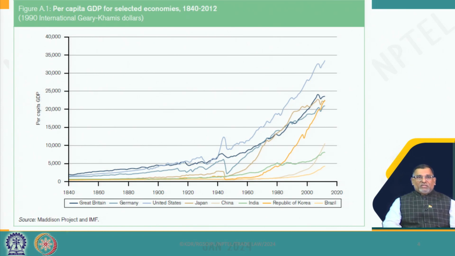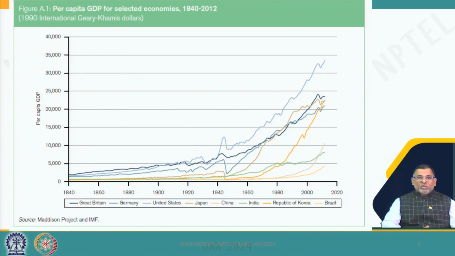Here you can see IMF data from 1840 to 2020. So, it is centuries-old data which shows in a single frame the economic prospects of many countries including India. The data is specifically on per capita GDP for selected economies from 1840 to 2012, but at that point of time they also made certain projections up to 2020.